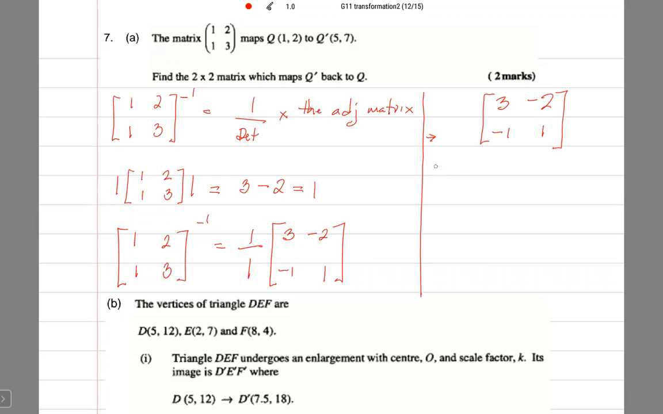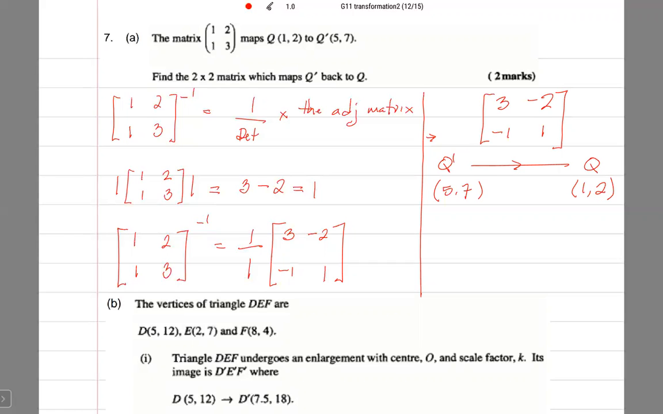This matrix will take Q prime, which is (5, 7), back to Q, which is (1, 2). So I'll say it again: if a 2 by 2 matrix takes a point from object to image, the inverse of that 2 by 2 matrix will take the image back to the object.